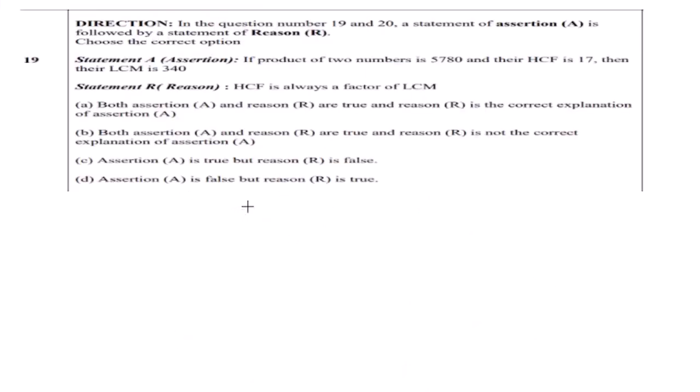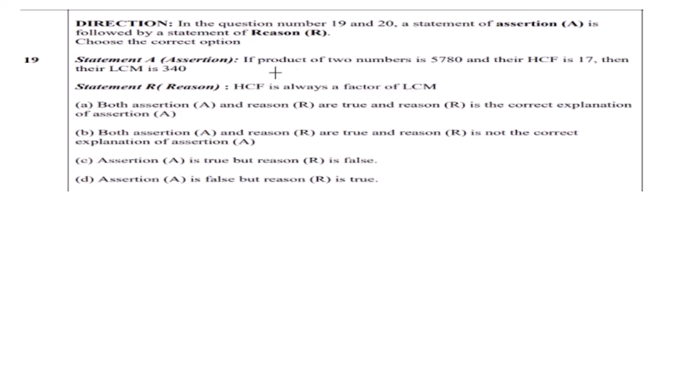Now the 19th question is something different. That is assertion and reason we are given. 2 statements we are given. We'll read it. If product of 2 numbers is 5780 and their HCF is 17, then their LCM is 340. One statement we are given, right? That is assertion A. Name it as A. Next, the reason for the first one we are given, statement R, reason. That is HCF is always a factor of LCM.